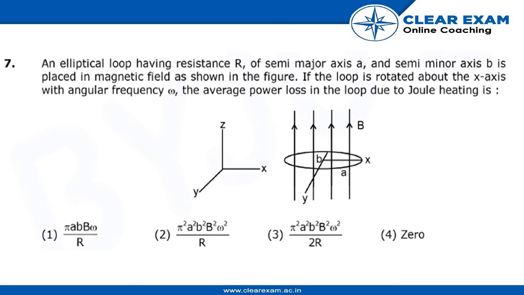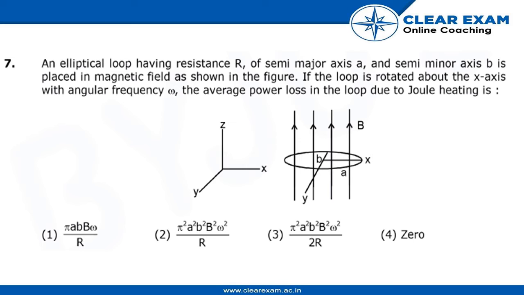We are provided with two different figures. The first figure is just the coordinate axes, and the second figure is the real figure describing the question. It is saying further that if the loop is rotated about the x-axis with angular frequency omega, the average power loss in the loop due to joule heating is, and then we are provided with four different options.